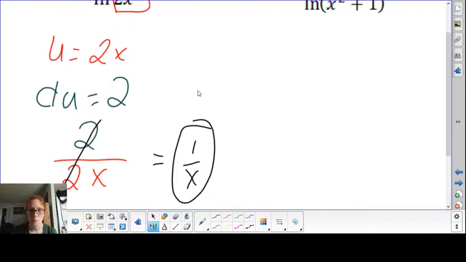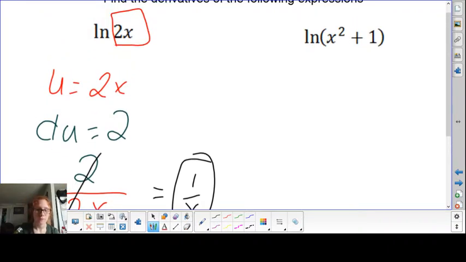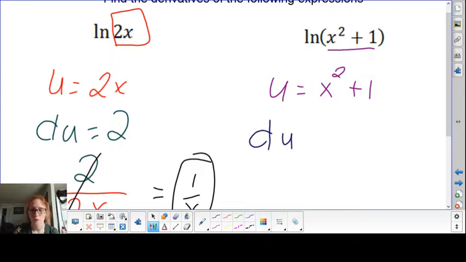Let's try a little bit of a harder one. I'm only saying it's a little bit harder because it has an expression with 2 terms instead of 1. So I'm going to approach this the same way. I'm going to let whatever I'm taking the natural log of be my u. So I'm going to have my u be x squared plus 1. I'm going to take the derivative of that, which will give me 2x.